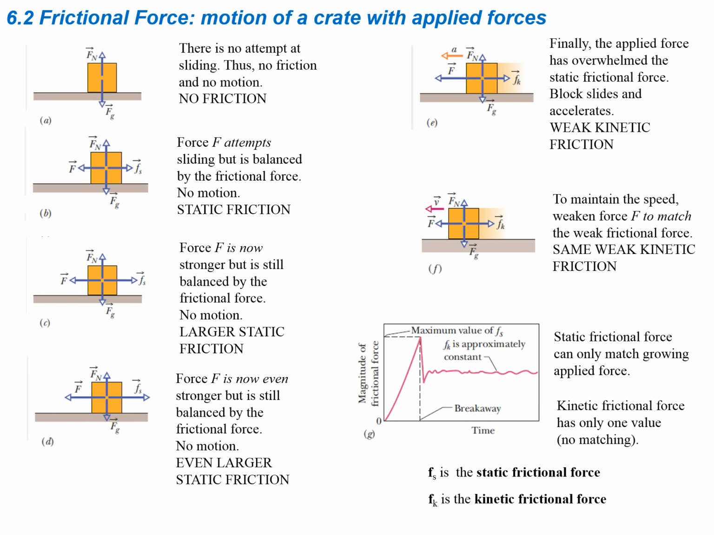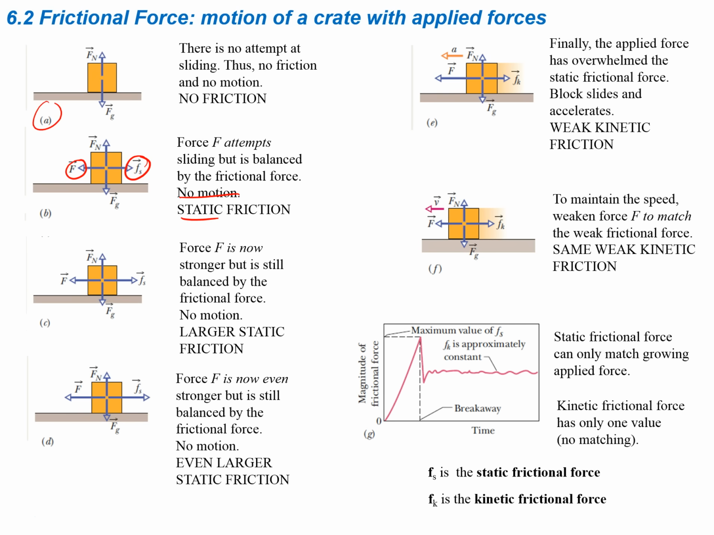Alright, so let's look at some free body diagrams of some applied forces. If there's no attempt at sliding, thus no friction and no motion, there's going to be no friction. So if you're not pushing on the object, as in figure A, there's going to be no friction. Now, the force F attempts sliding but is balanced by the frictional force. There's no motion, so that's going to be static friction. All right, so you see there's an applied force here. You have frictional force acting in the opposite direction of the applied force. It's not moving, which means it's going to be static friction.